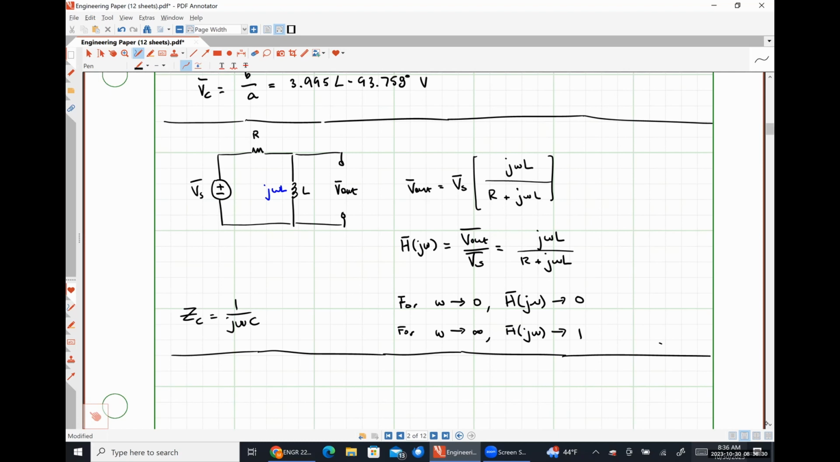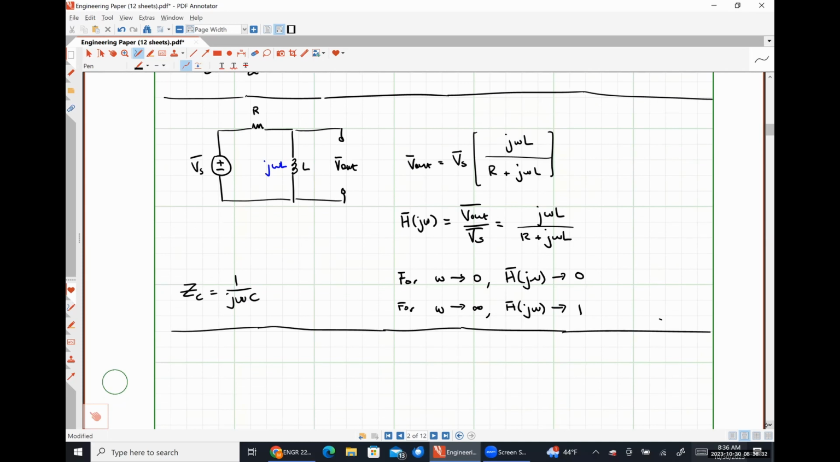Sure. So really, we just need to look at what 1 over j is. So 1 over j, if I multiply this by j over j, I have j over j squared. Well, j is just j. What is j squared? -1. So 1 over j is the exact same thing as -j.